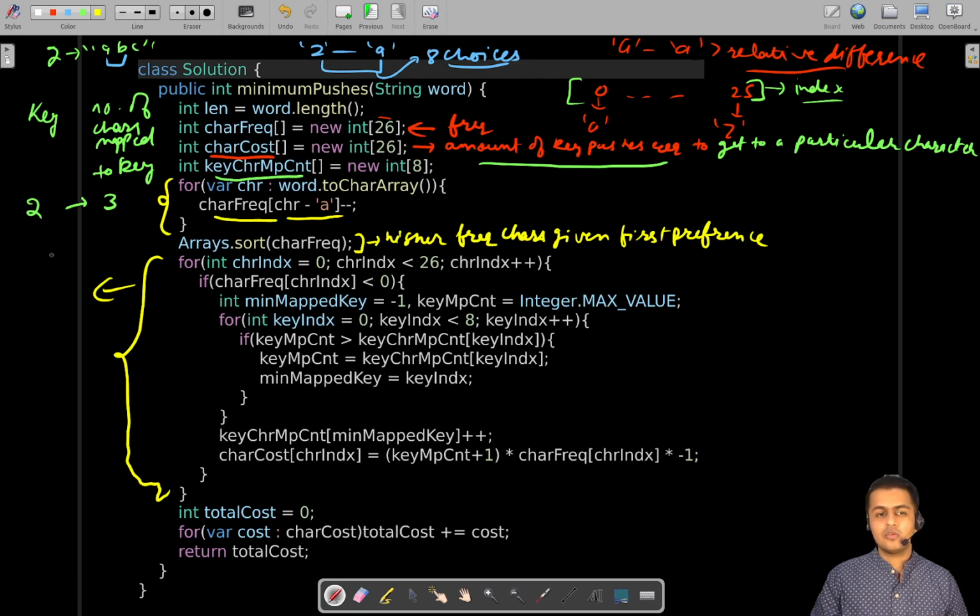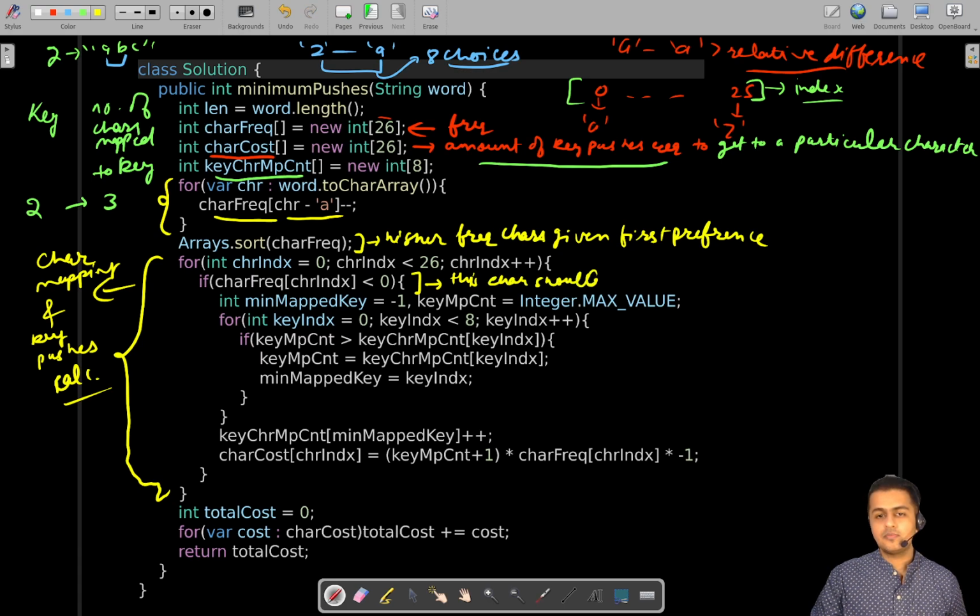So here the character mapping is done, and key pushes calculation. The very first condition is that this character should be in the word.